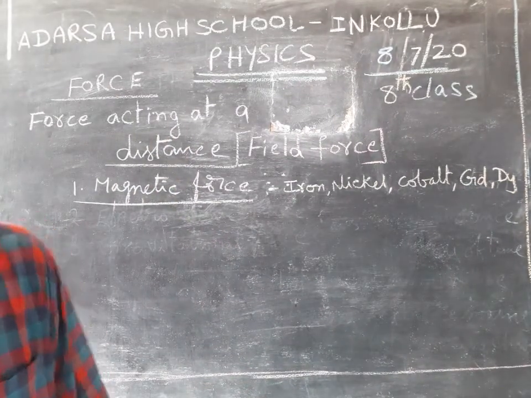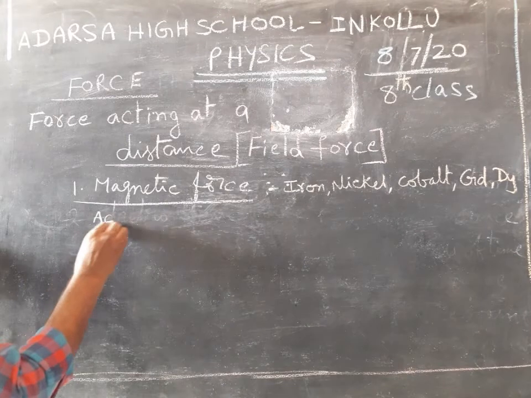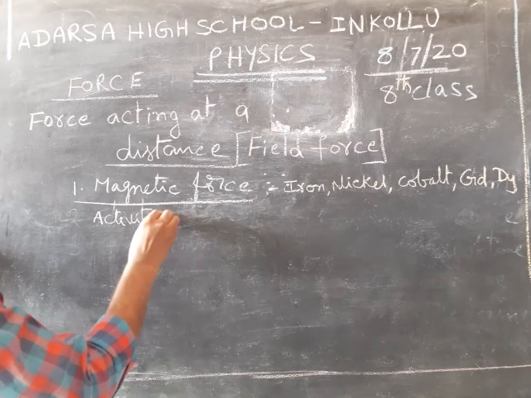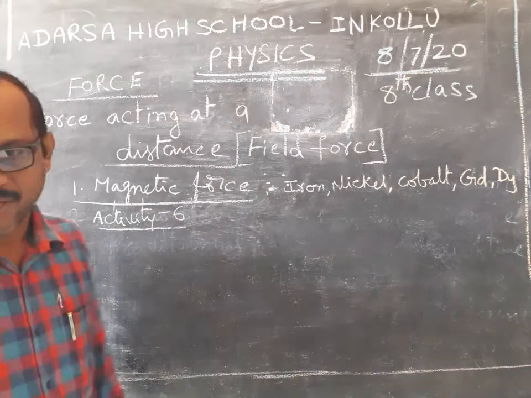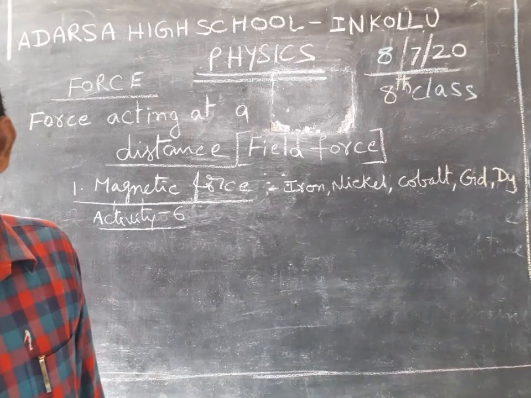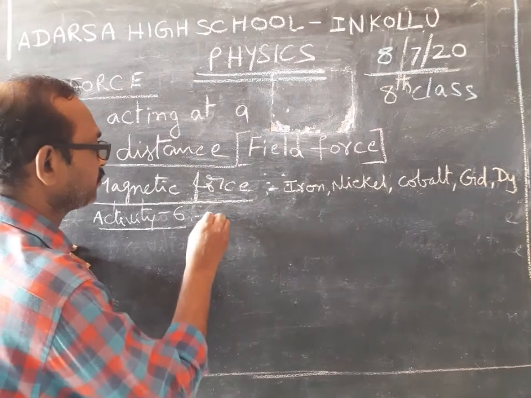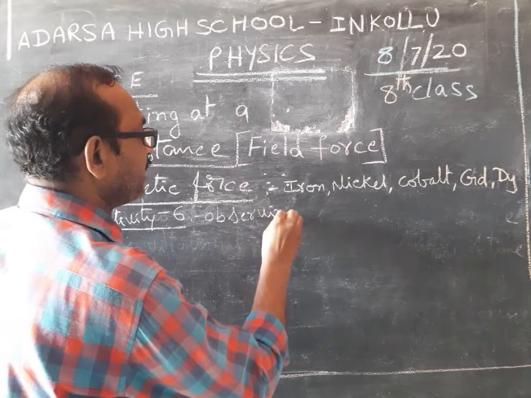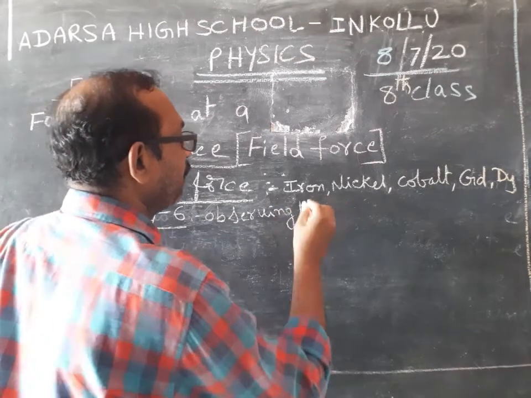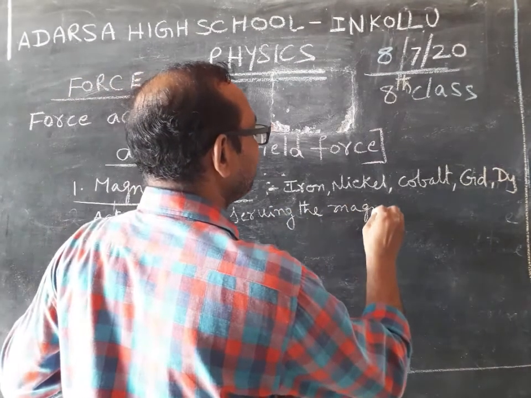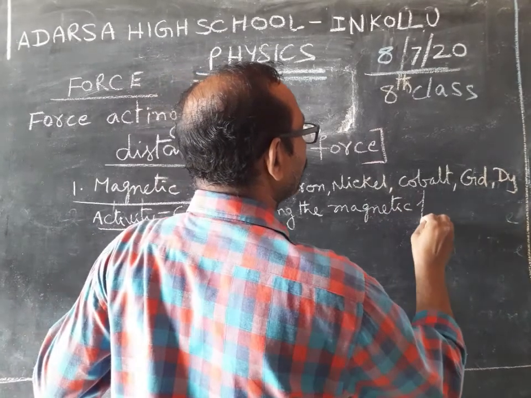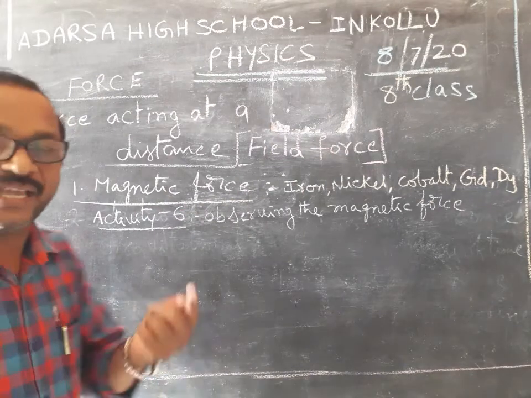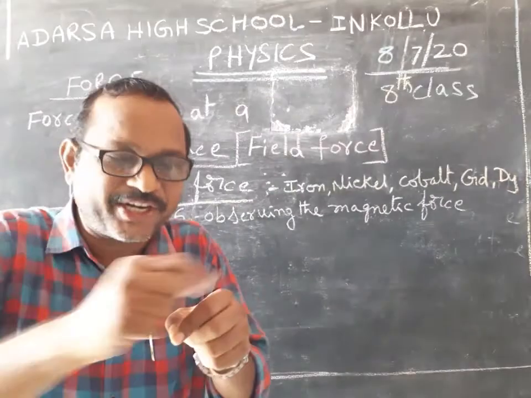In this one, that is the activity 6. What is the name of the activity 6? Observing the magnetic force. Take a sewing needle.